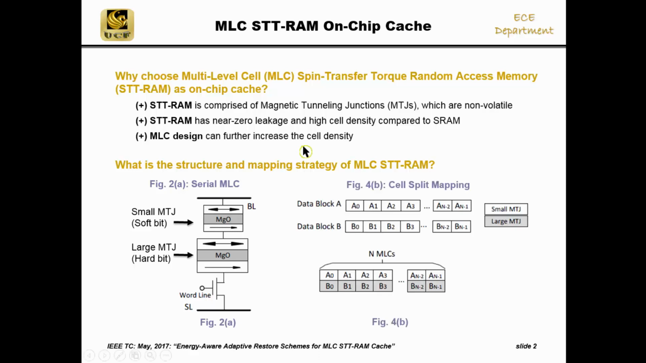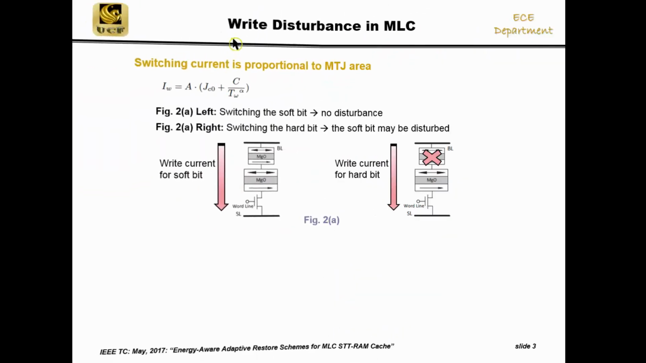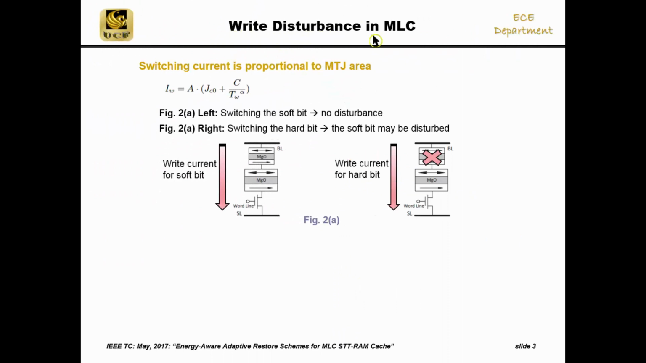So taking this physical design and mapping it to the logical data structure, there's a so-called cell split mapping strategy, which is a conventional mapping strategy. And the small MTJ and large MTJs are partitioned as shown. So we're talking about the virtual to physical bit cell mapping, and we'd like to leverage the capability of the underlying device. Next, let's consider write disturbance in MLC.